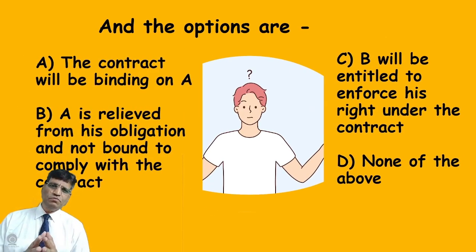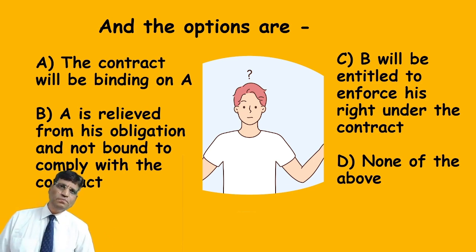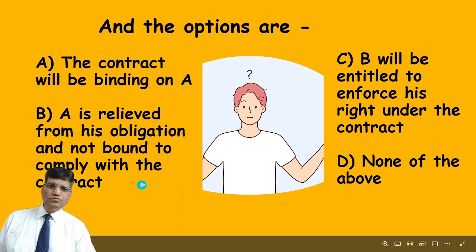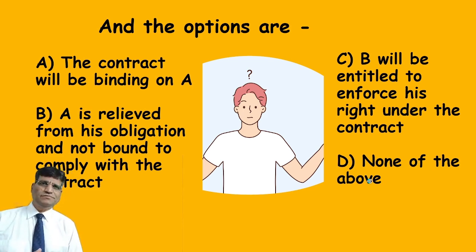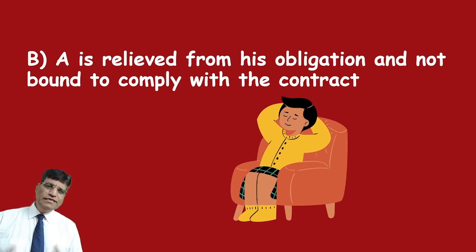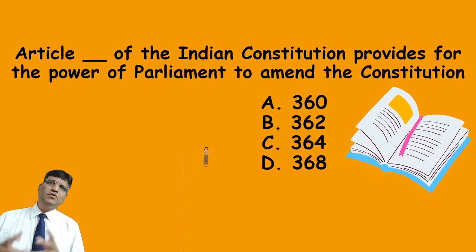Options are the contract will be binding on A. A is relieved from his obligation because there was a non-cooperation from B and he is not bound to comply with the contract. B will be entitled to enforce his right under the Contract Act, none of the above. So the answer will be A is relieved from his obligation and that contract is not binding on him because he was not allowed to perform his obligations under the contract.